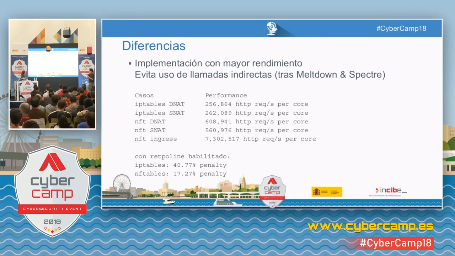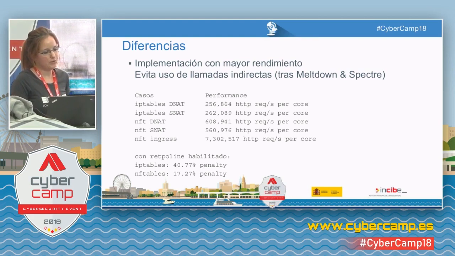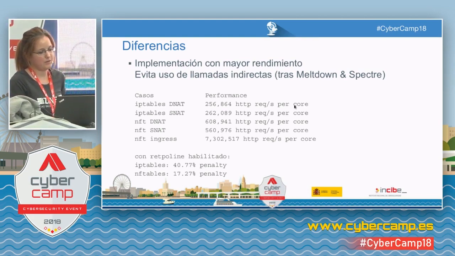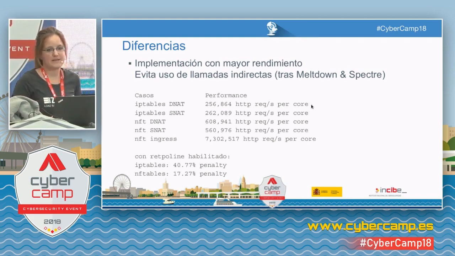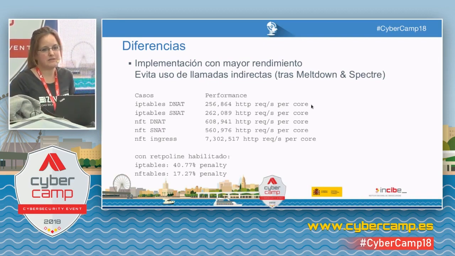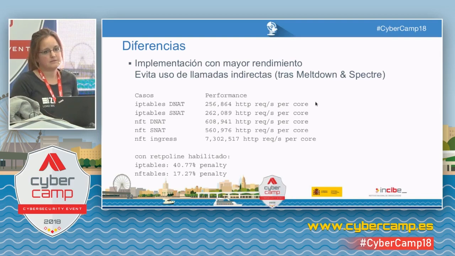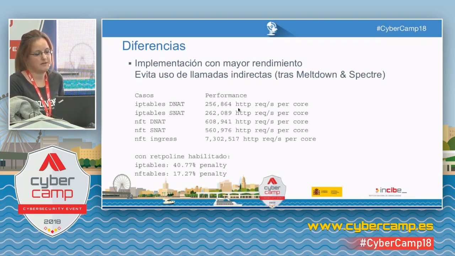Some extra data on performance. Here we have some figures on iptables. We can move around. With an Intel 5 machine, we can use 1 per core. So with an X number of cores, we would multiply by that number of cores up to 256,000 HTTP requests per second.